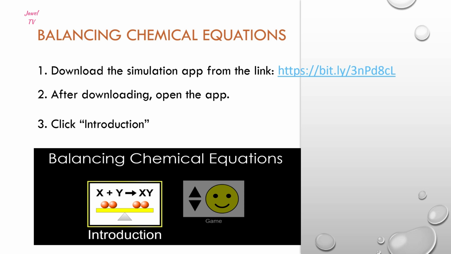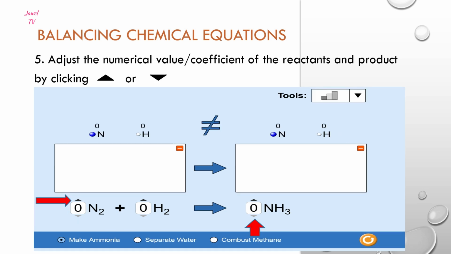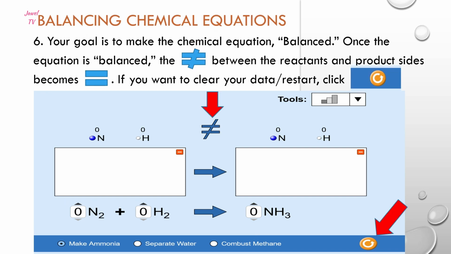For the activity, download the simulation app from the link. After downloading, open the app and click Introduction. For tools, select the bar graph icon, and for the reaction, select Make Ammonia. Adjust the numerical value or coefficient of the reactants and product by clicking either the up or down arrow. Your goal is to make the equation balance. Once the equation is balanced, the unequal sign between the reactants and product sides becomes equal. If you want to clear your data or restart, click the icon.